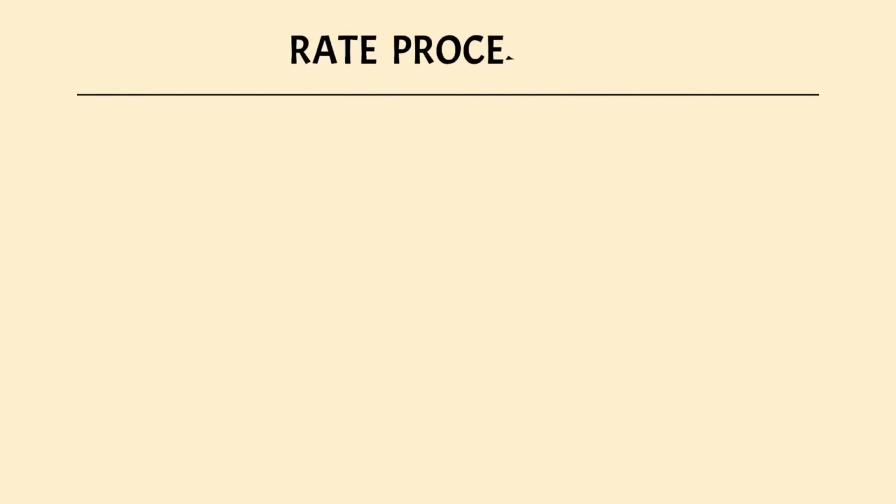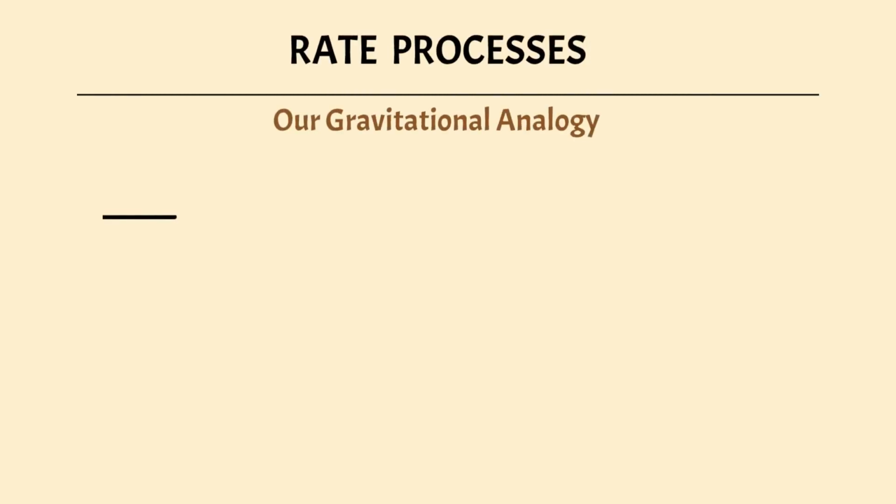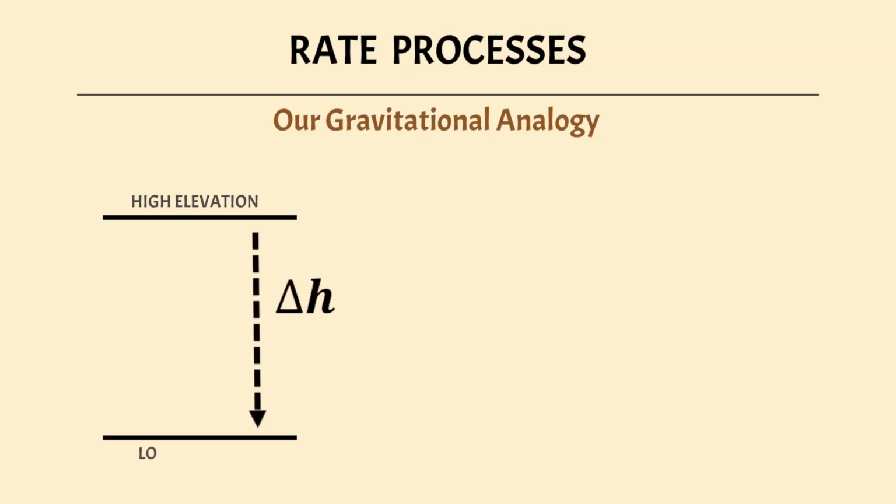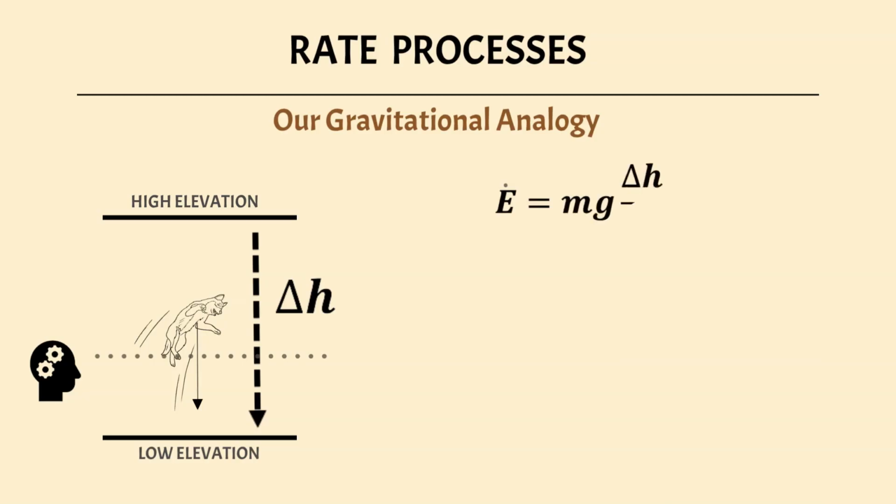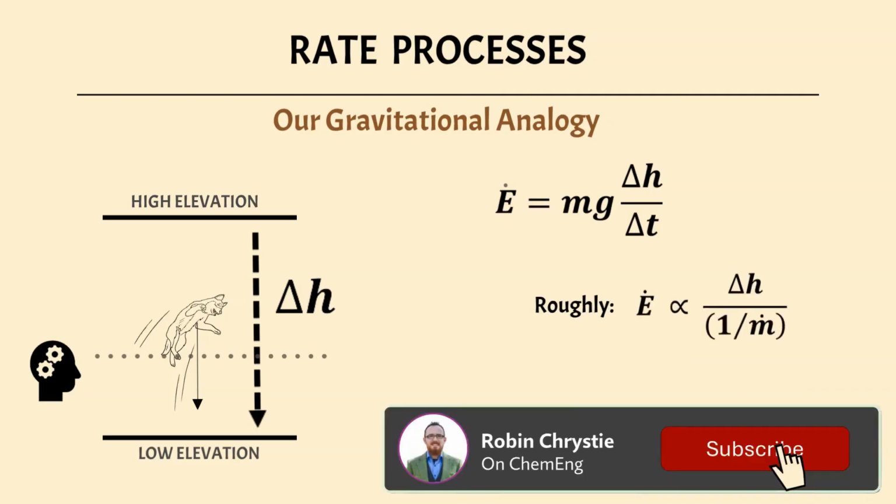We call upon our gravitational analogy here again, with our falling object over a distance delta h. We previously alluded to rate processes, here represented by the rate of loss of gravitational potential energy, E dot. Assuming the object falls at constant velocity, E dot is given by mg delta h over delta t. Roughly speaking, this can be recast by the following ratio.